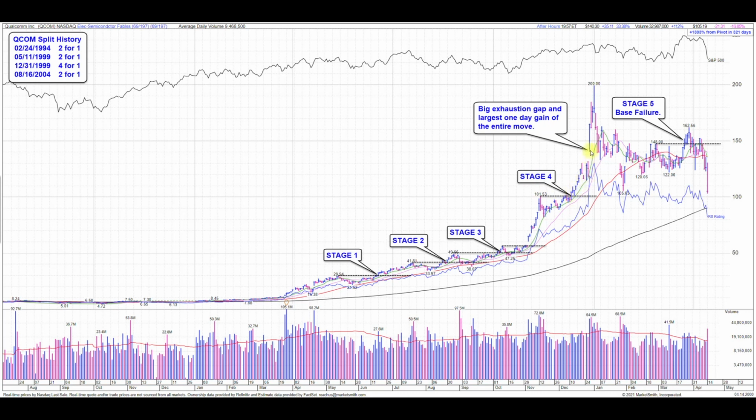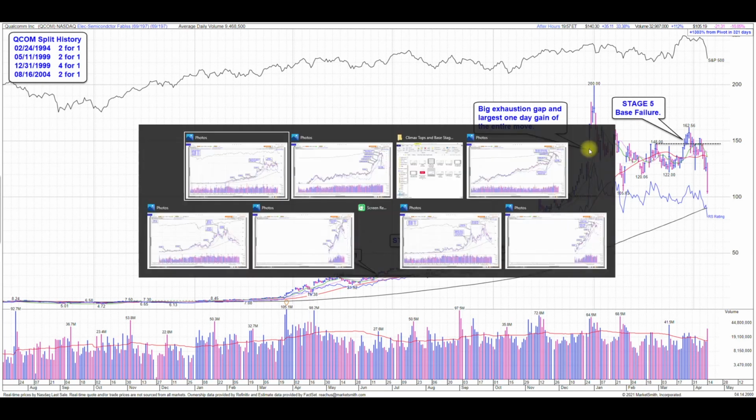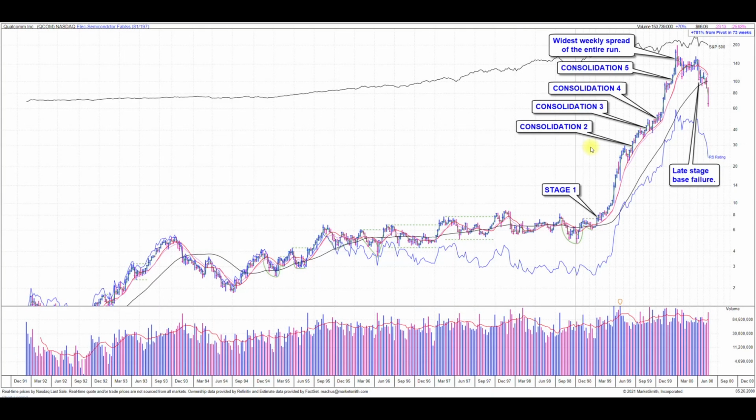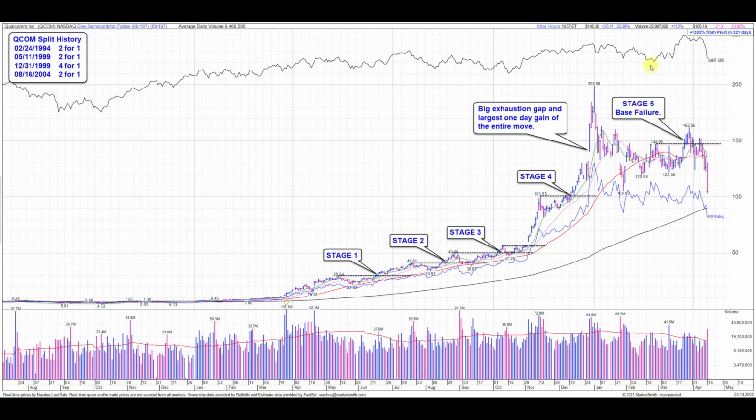We've got a big exhaustion gap, which accompanies its single largest one-day gain of the entire move, which also accompanied its widest weekly spread there, as we looked at on its weekly chart. Take a look here, see Qualcomm's weekly. Widest weekly spread of the entire run, accompanying that big exhaustion gap and single largest one-day gain of the entire move. And you can see ultimately the stock breaks down, attempts to form a stage 5 base, which ultimately fails and breaks below its moving averages.